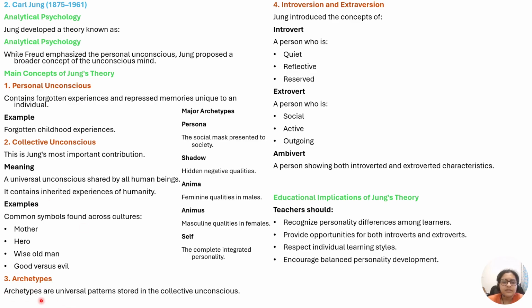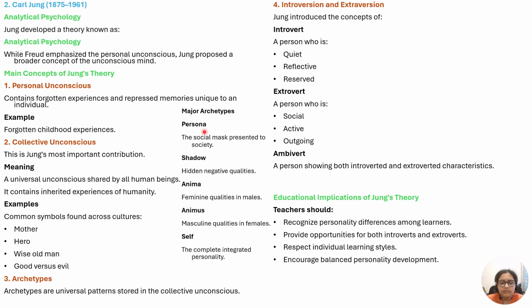Then archetypes. Archetypes are universal patterns stored in the collective unconscious. Okay, universal patterns, they are related to the universe. For example, a social mark presented by a society. A society as a whole is forgetting something, that means forgetting in the sense that a society as a whole is having a very bad past.